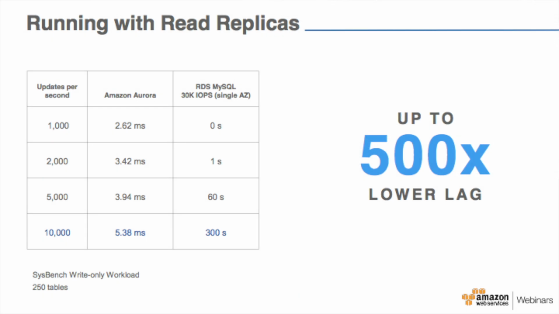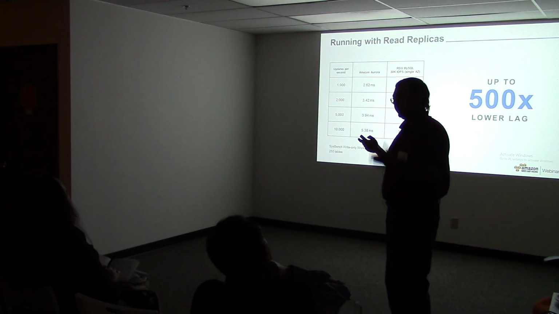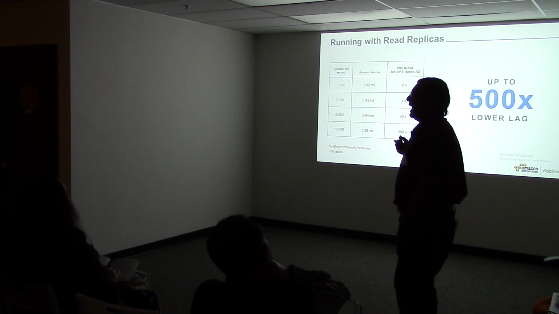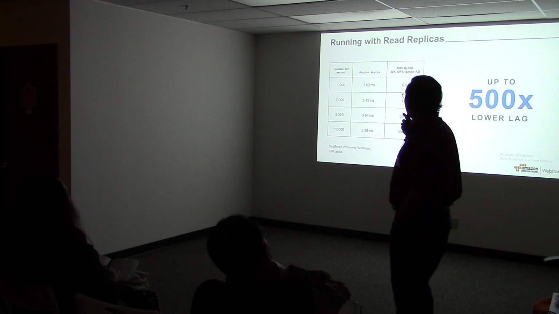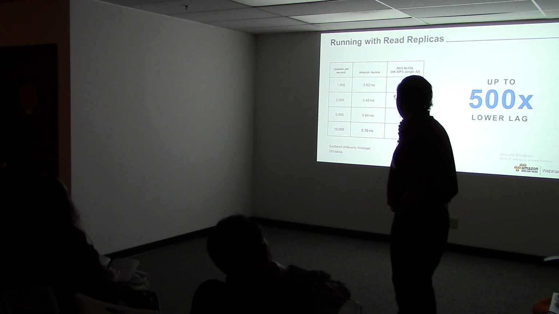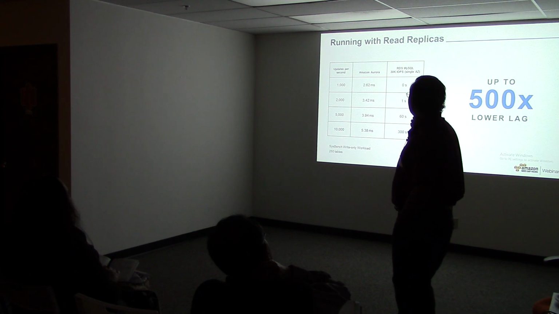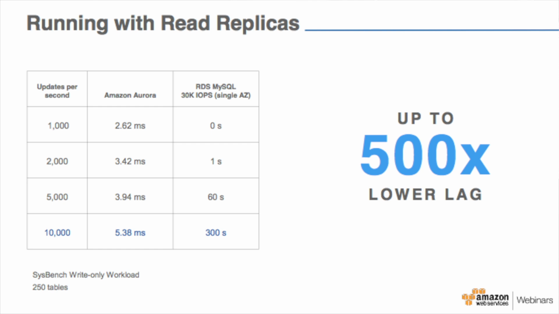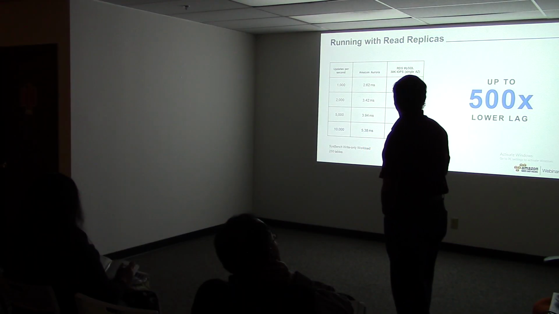This is running with read replicas, right? The HA configuration. One thing you see in case of Aurora, as you increase the number of writes on the master, which is generating more traffic for the read replica, the lag between the master and the read replicas doesn't really go up that much, from 2.6 milliseconds to 5.38 milliseconds. If you try that on MySQL, it can grow all the way from a couple of milliseconds to 300 seconds when you have really heavy load on the master. Again, it shows the difference between the two architectures.